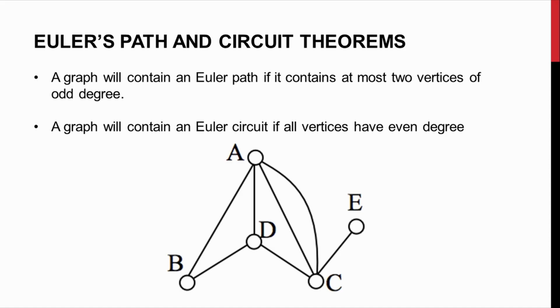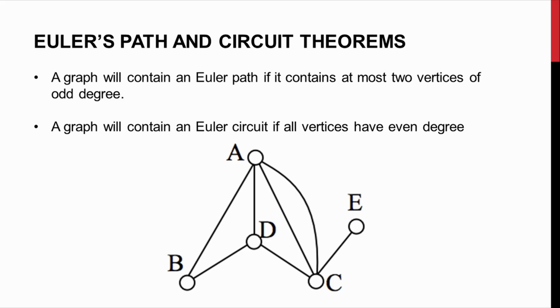By the definition of Euler path and circuit, we conclude Euler's path and circuit theorem. A graph will contain an Euler path if it contains at most 2 vertices of odd degree, and second, a graph will contain an Euler circuit if all the vertices have even degree.